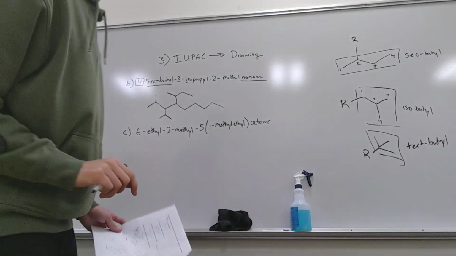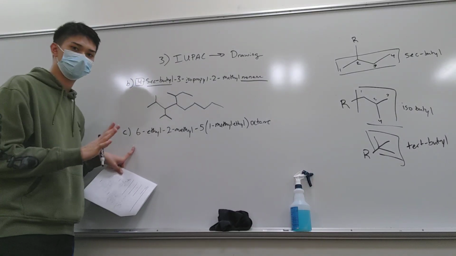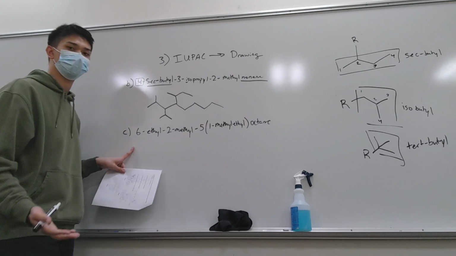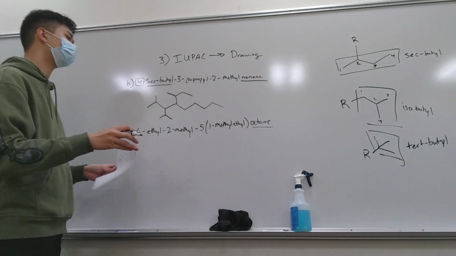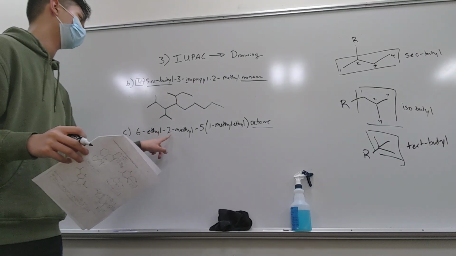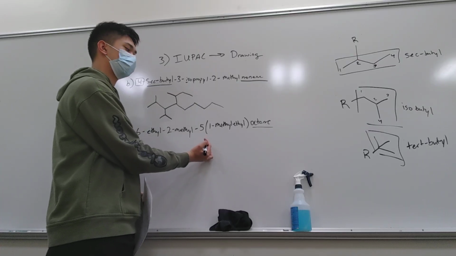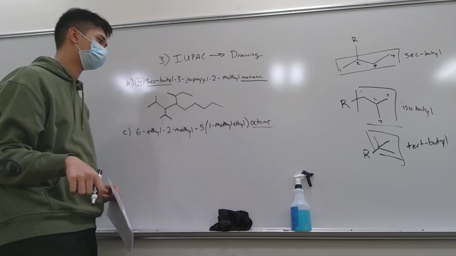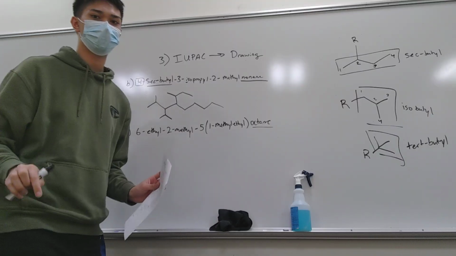Okay, now back to the other one. Again, looking from the name, we see a lot of information here. We see the longest chain is an octane, meaning 8. We also see that an ethyl is at carbon 6, a methyl is at carbon 2, and something called a 1-methyl ethyl substituent at carbon 5. So let's just first get our bearings on the longest chain.